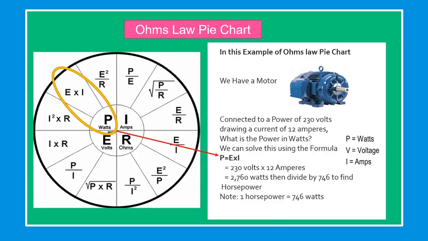Ohm's law pie chart. In this example of the Ohm's law pie chart, we have a motor connected to a power supply of 230 volts, drawing a current of 12 amperes. What is the power in watts? We can solve this using the formula P equals E times I, equals 230 volts times 12 amperes, equals 2,760 watts. Then divide by 746 to find the horsepower. Note that 1 horsepower is equal to 746 watts.